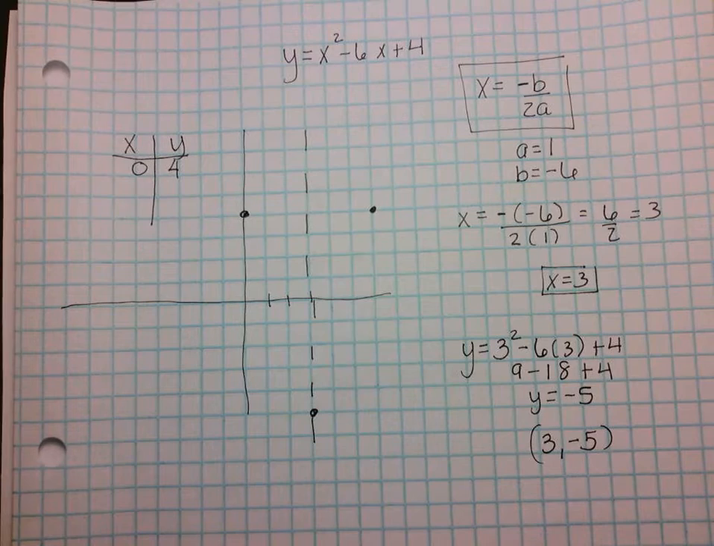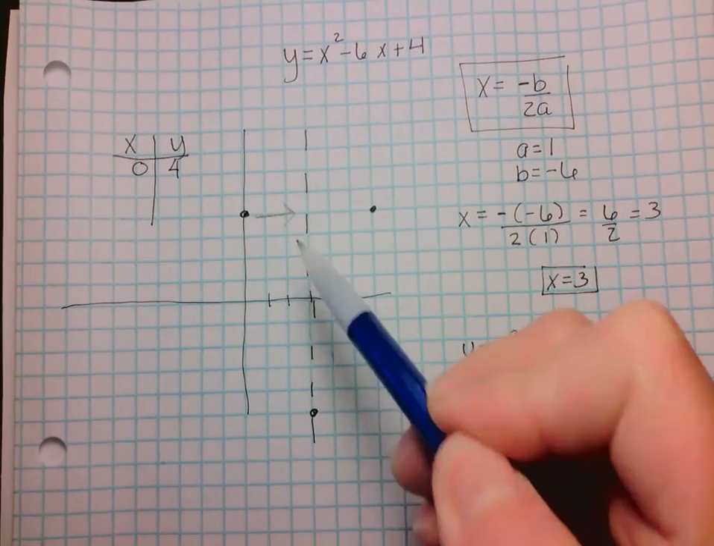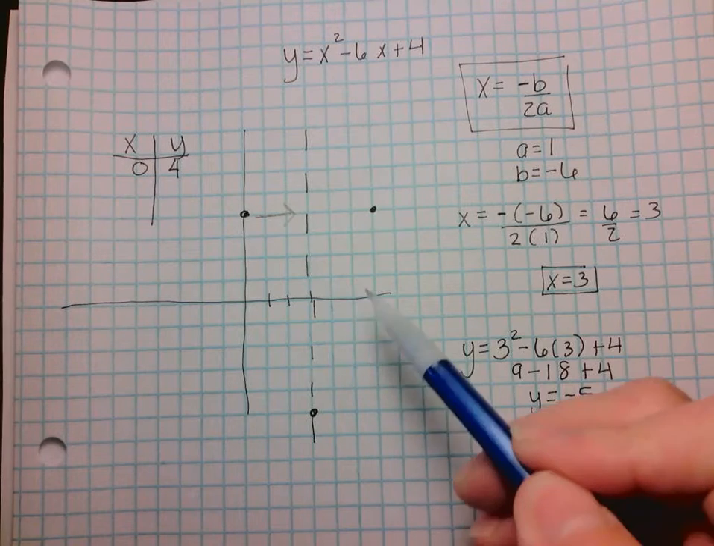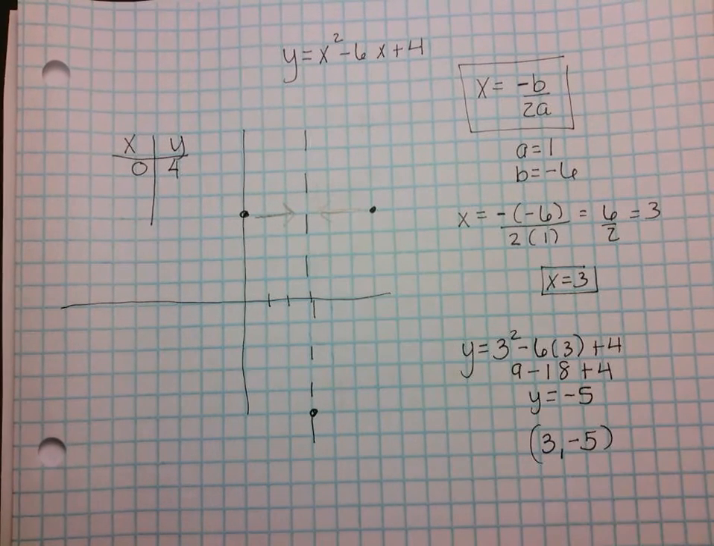So what did I do? Well, if this point is 3 units from the axis of symmetry, this point has to be 3 units from the axis of symmetry. That's called a reflection over the axis of symmetry.